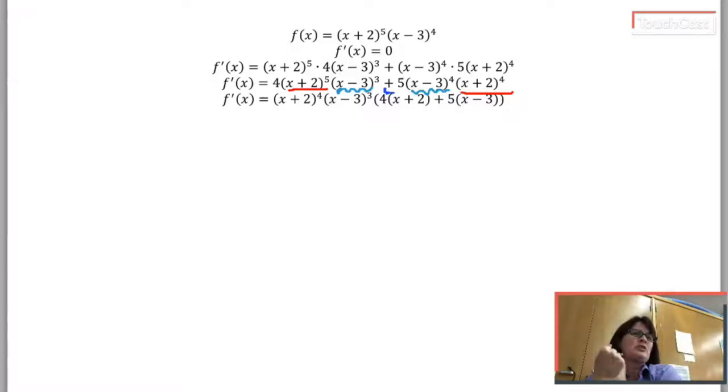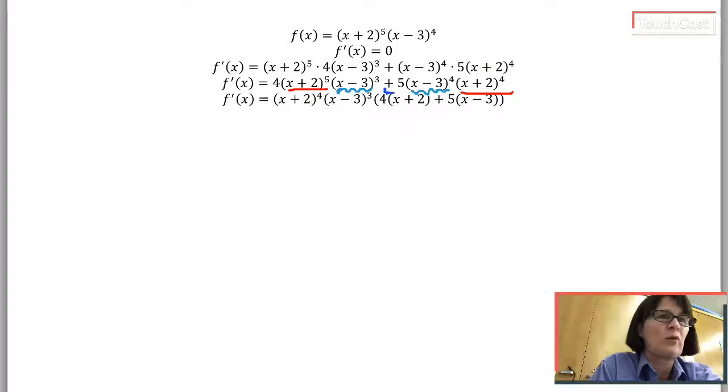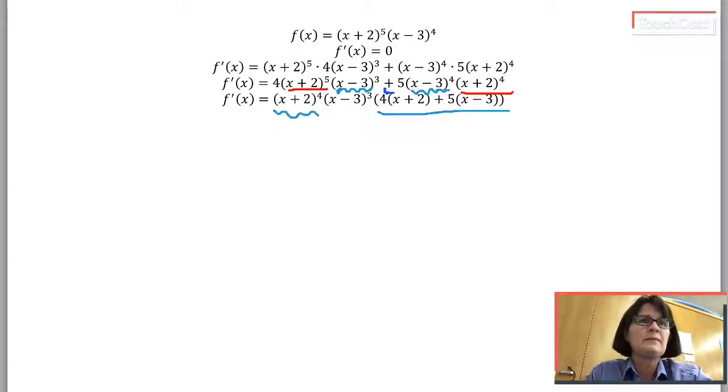So I brought the x plus 2 to the fourth and the x minus 3 cubed to the front. And inside, I'm going to collect together everything that was left over, so everything I didn't use up by factoring it out to the front. For the first term, that's the 4 and the extra x plus 2. For the second term, that's the 5 and the extra x minus 3. So that's how I end up with this. Oops, that's not the pen. Here's the pen. This is the leftovers, and this is what we had in common for both of those guys.